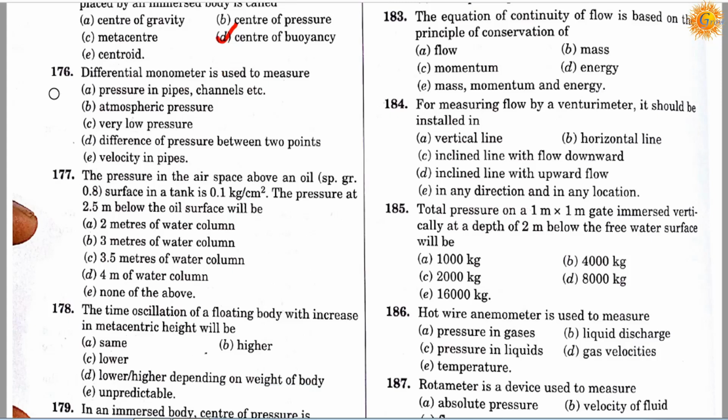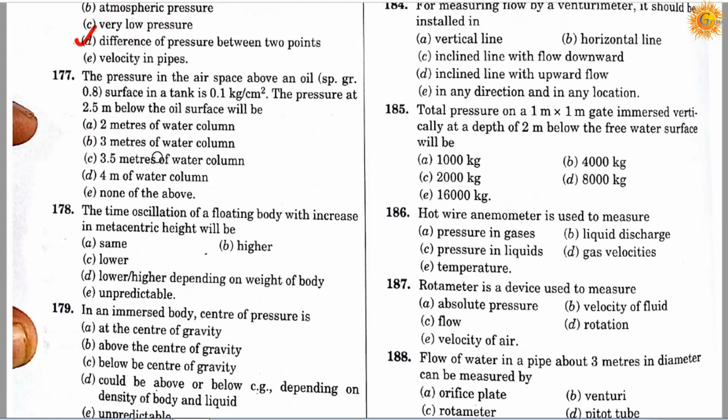Question number 176. Differential manometer is used to measure: option A, pressure in pipes and channels etc.; option B, atmospheric pressure; option C, very low pressure; option D, difference of pressure between two points; and option E, velocity in pipes. So the correct answer is D, differential manometer is used to measure the difference of pressure between two points.